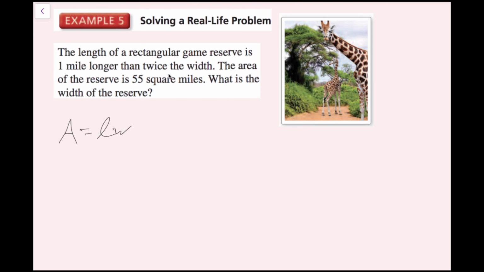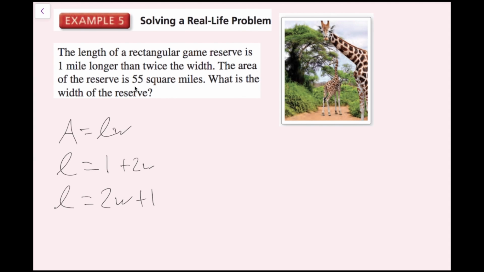So we can write an equation with that. The length is equal to 1 mile more, so it's going to be 1 plus twice the width. Well, that's 2w. So you can either write 1 plus 2w, or you can write L equals 2w plus 1. Anyway, to answer this question, I'm actually going to use substitution to plug this length in here.